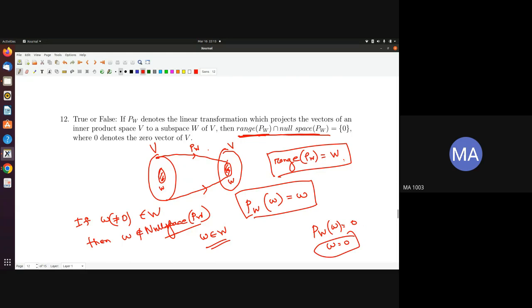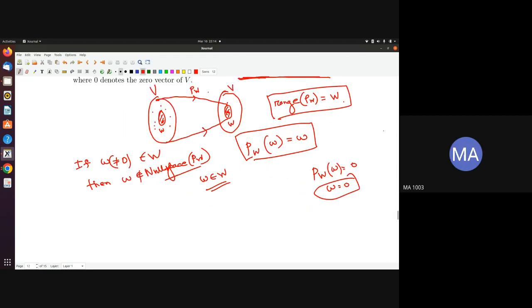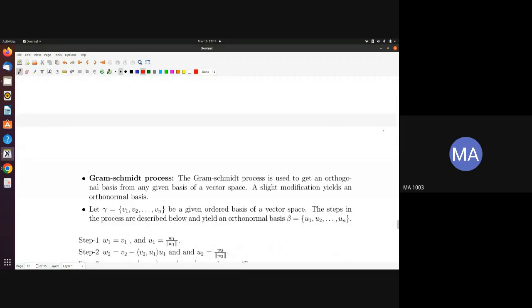But my range space is W, that I know. So what is the intersection of range space and null space? Only the zero vector. So other vectors which are going to 0 are outside W. There can be some vector outside W that goes to 0, but no vector inside W can go to 0. That is what this theorem is saying. Clear? Okay, so this is what we need in projection.